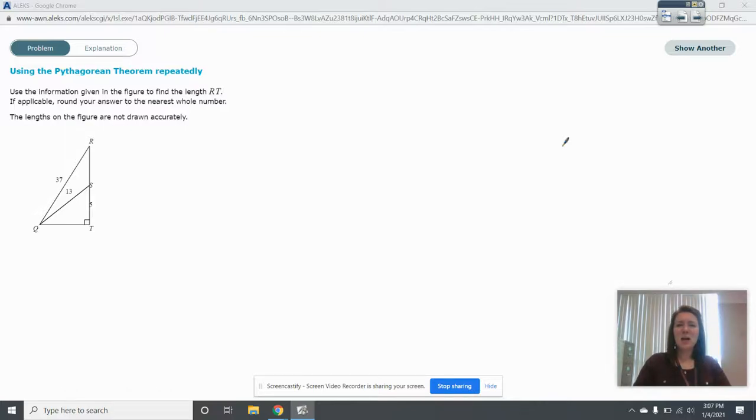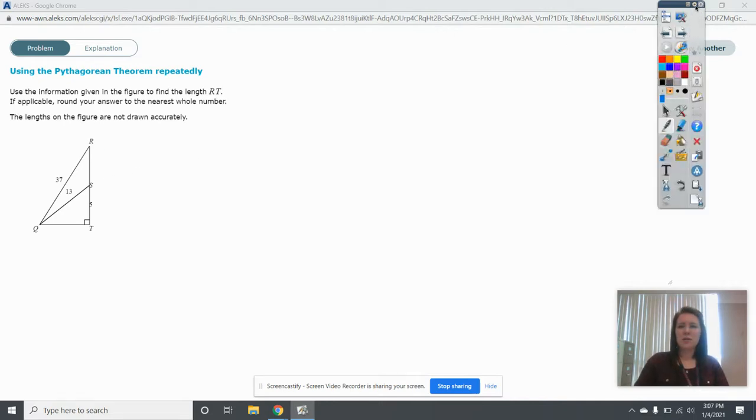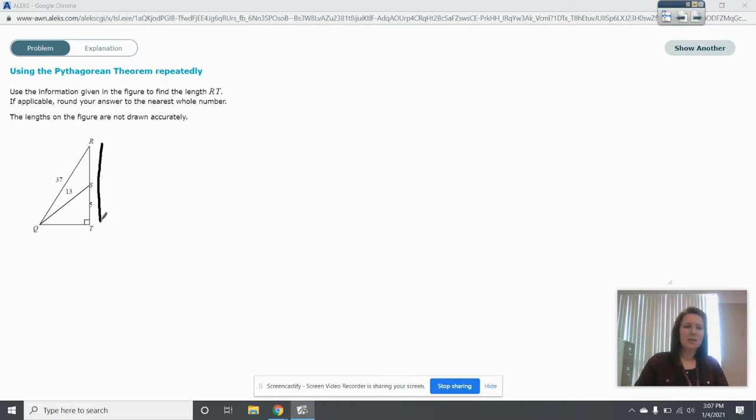Hi, I'm going to talk about how to use the Pythagorean theorem multiple times to find a missing length. So what I have on the screen is a picture. It's like a triangle within a triangle. And our goal is to find the length of RT. Let's see. Right here. So this length is RT. This side of the big triangle is RT.